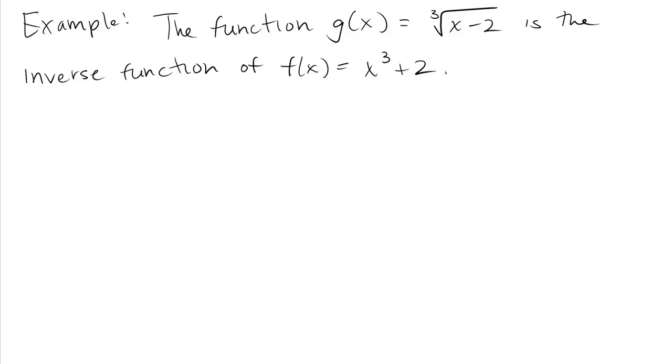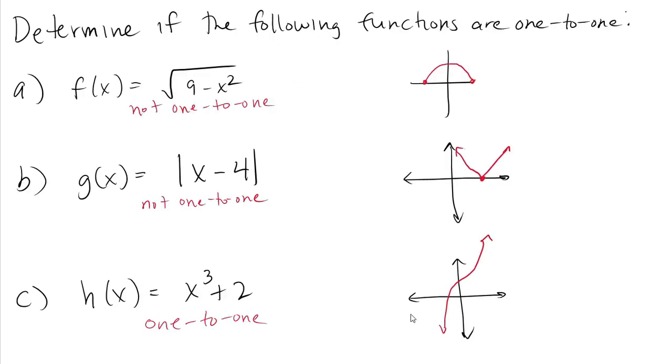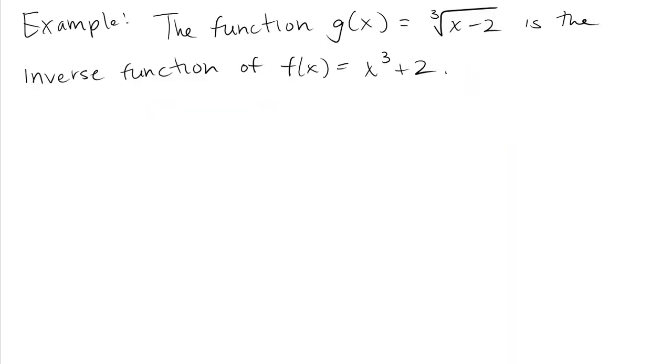We already know that x cubed plus 2 is a 1-to-1 function. It passed the horizontal line test. I'm claiming that the inverse of that is g of x equals the cube root of x minus 2. Let me show you how these interact. I'm going to plug a number into f, and then I'm going to take that output and plug it into g. You'll see we get right back to where we started every time.